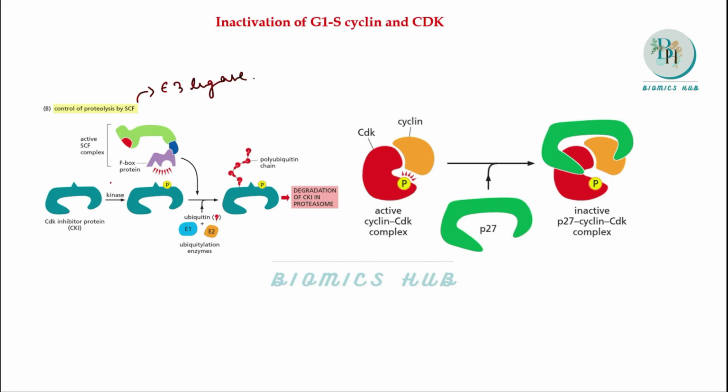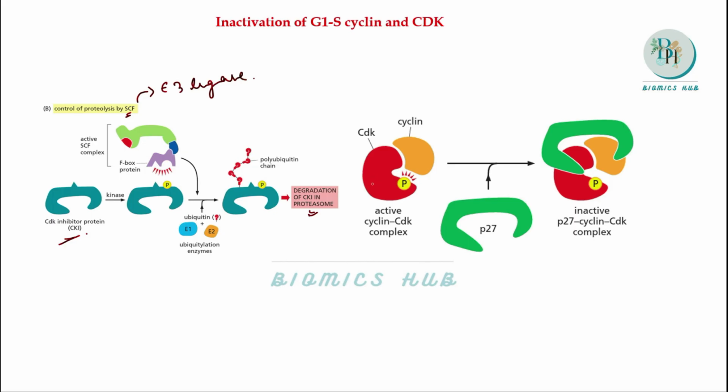Then there is the inhibitor known as CKI. So how is it regulating the cycle? The CKI is bound by the cyclin and CDK complex, and it is inactivating the cyclin and CDK complex. And the E3 ubiquitin ligase, the SCF, is adding the polyubiquitin chain for its degradation. In this way, the CKI, which was negatively regulating the cyclin and the CDK, is deactivated. So this is SCF, which is an E3 ubiquitin ligase.